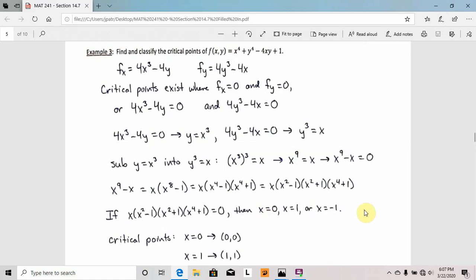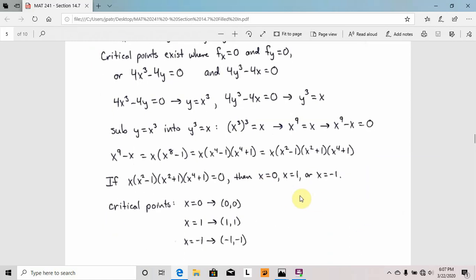So then I said, all right, if those are the x coordinates of the critical points, I also want the y coordinates. And then you can get the y coordinates just by subbing in to, I guess, either y equals x cubed or y cubed equals x.